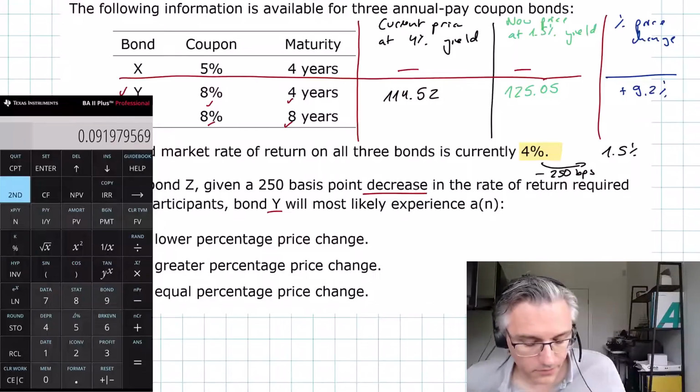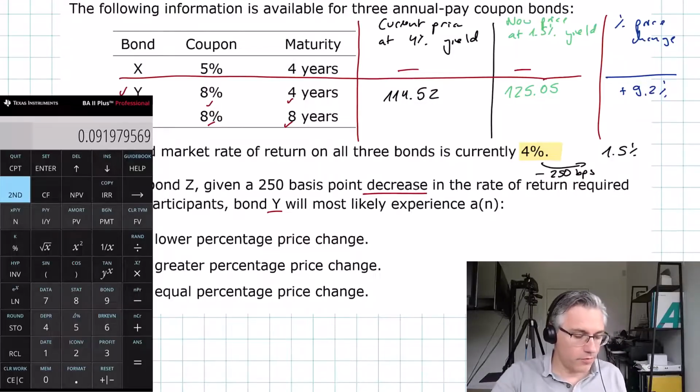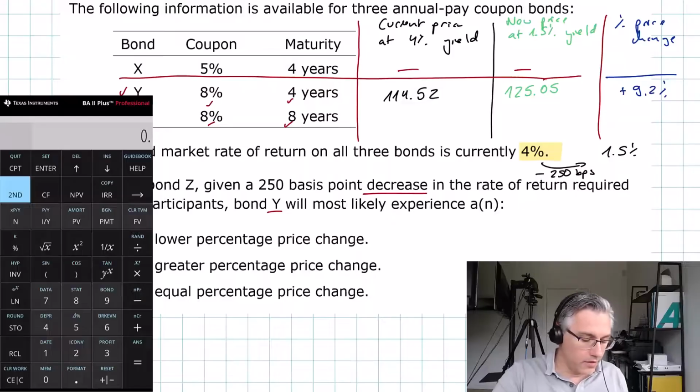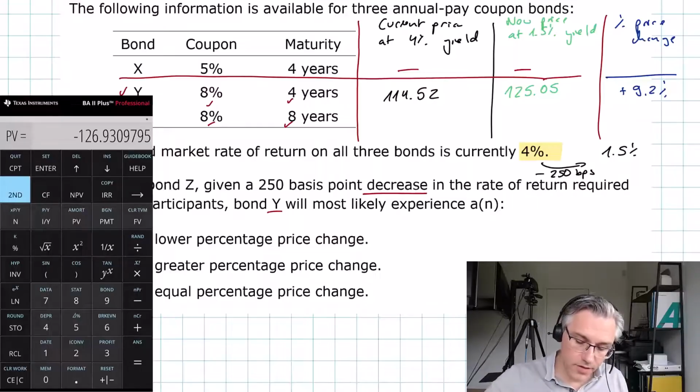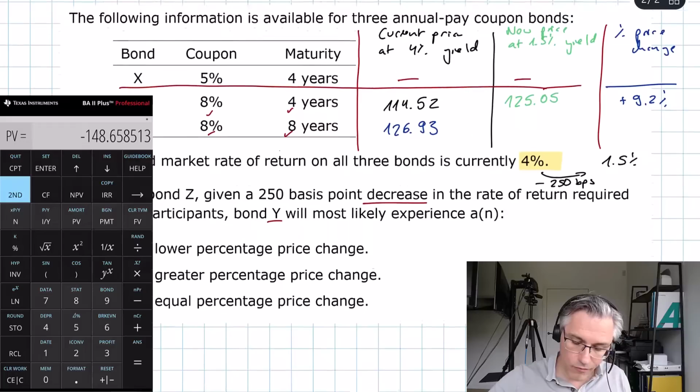The second bond has a longer time left to maturity. So the current price, I'm going to clear the time value of money worksheet to start with. Again, 8 for N, 4 for I/Y, that's the starting yield. 8 for the PMT to be the coupon, 100 for FV, compute PV. The starting price seems to be 126.93. Let's get the new price in, 1.5 for I/Y, recompute the PV.